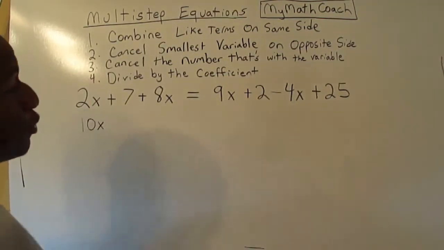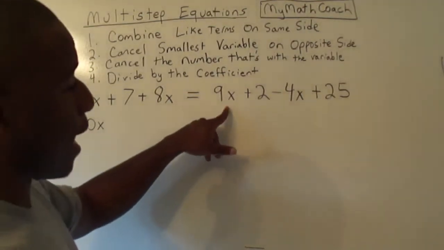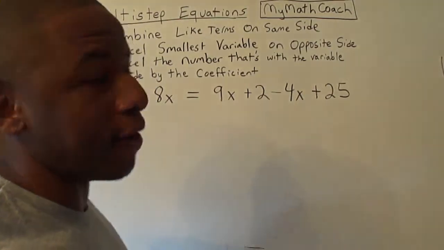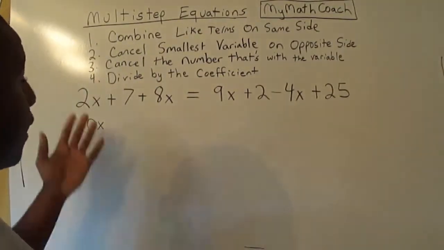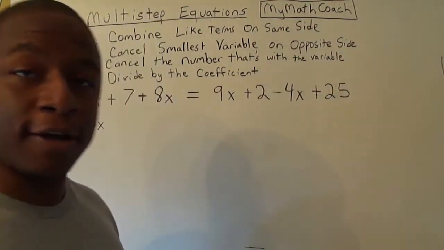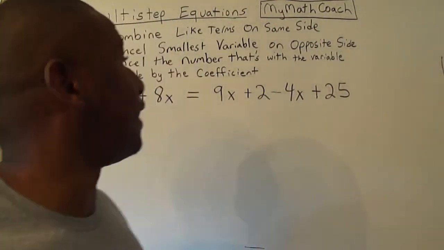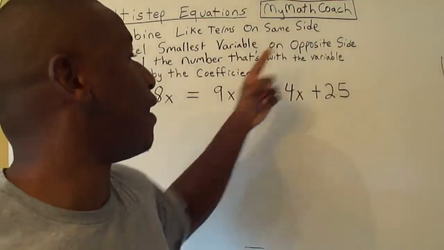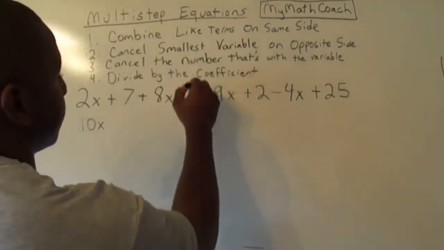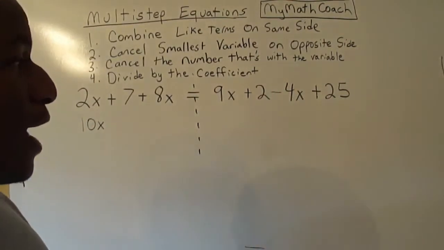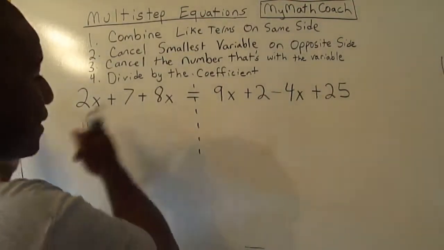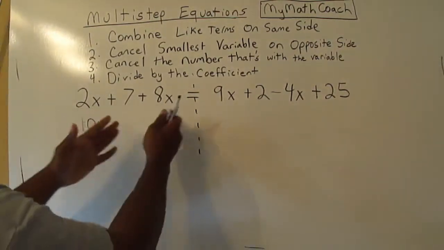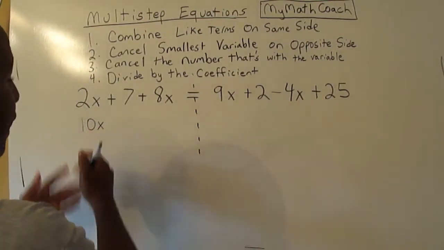Now I've had some students that want to add in the 9x and the minus 4x, or you can also say negative 4x. They want to add all that together. They all have an x, so they all must be like terms. So it's very important that you see that you only combine the like terms when they're on the same side of the equal sign. So we'll split the equation into two sides, and you'll see that the only x's I have on the left side will be the 2x and the 8x. So we combine those to get the 10x.